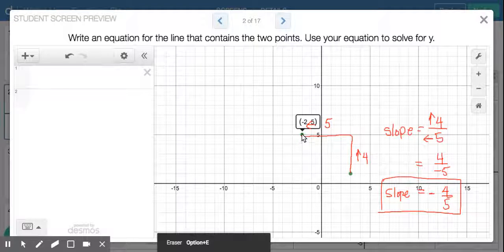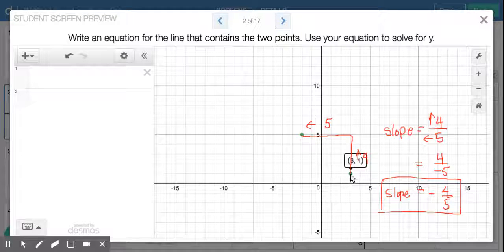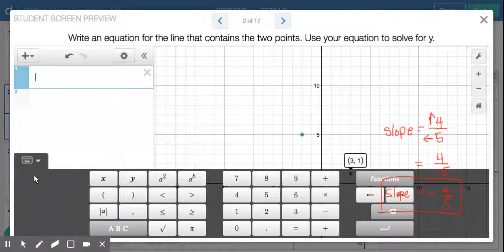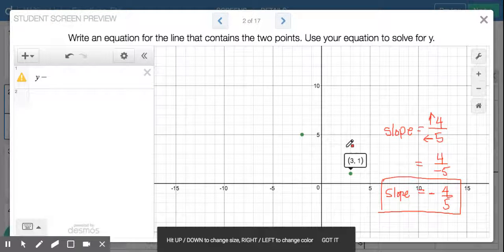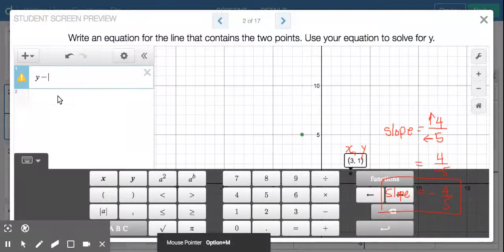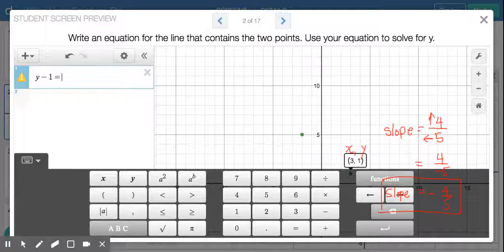Let's say we pick this point. It doesn't matter which. I'll pick this one. So this point is 3, 1. Let me just erase this. So to write the equation of the line, we're going to start with y minus, and then we pick the y value of the point. Every point is labeled as x, y. The first number is for x and the second number is the y component. So in this case, we'll have y minus 1 equals, and here we put the slope.